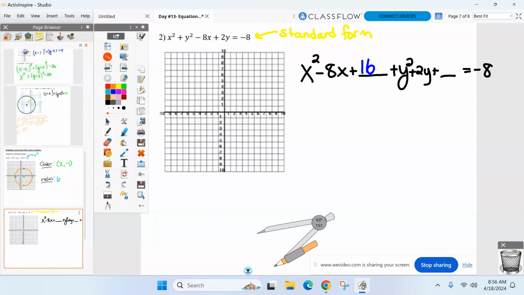All right, let's go over to the y's to find your new c value. Everyone, tell me what the b value is. 2. Everyone in your mind, cut it in half, and then square that number. What's your new c value? 1. Cut 2 in half and square it, you get 1. So that's how you find the c values.